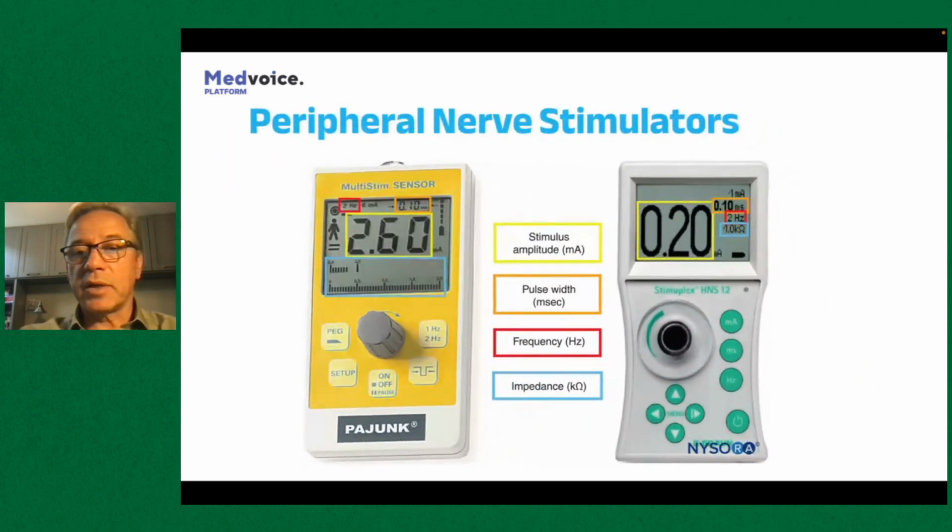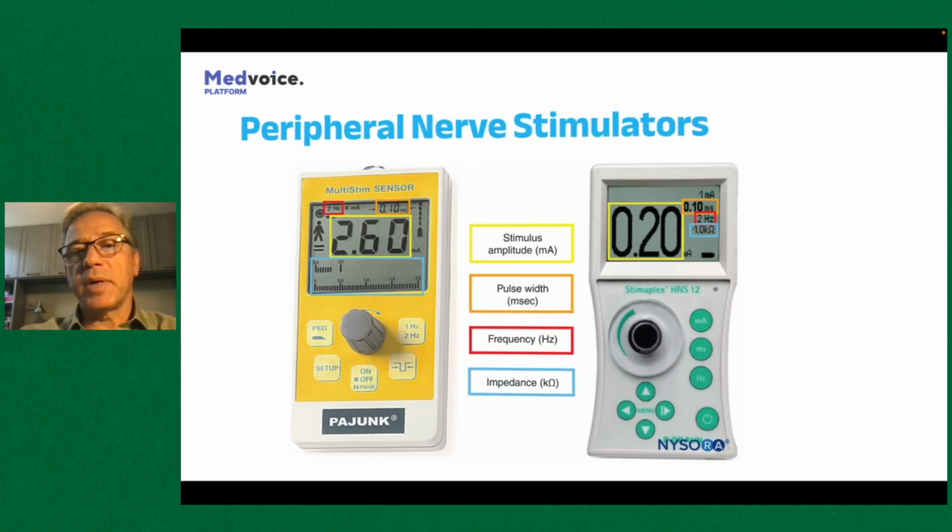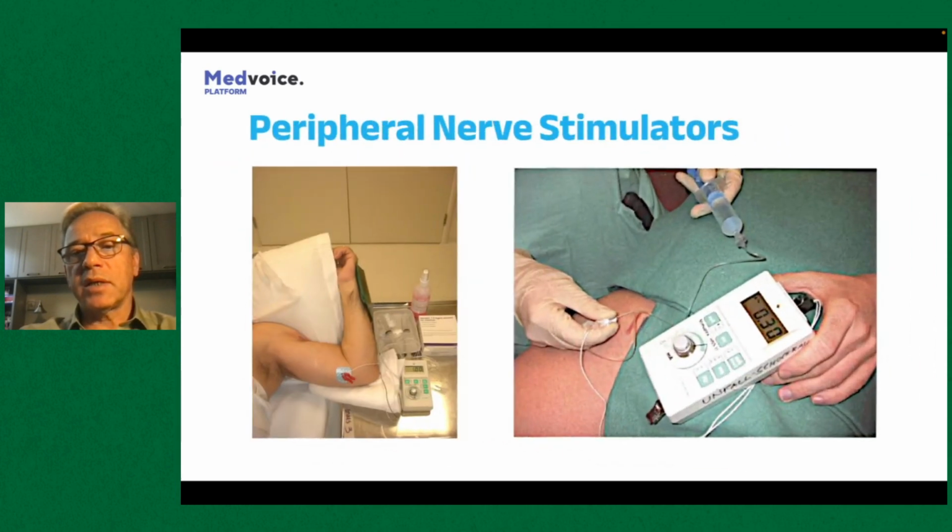Right, peripheral nerve stimulators we used a lot in the past, and as you can see, we can use different amplitude, different pulse width, different frequency. Normally, the frequency was set to 2 hertz, and different impedance. And we would normally start with 1 milliamp approaching the nerve, looking for the motor response. If the motor response is still present at about 0.5, 0.3, then you're very close to the nerve.